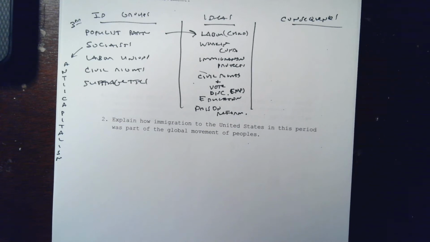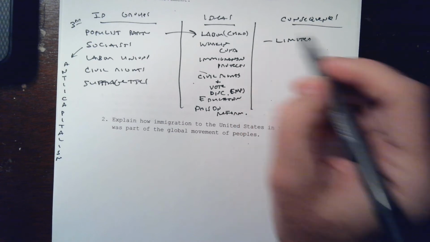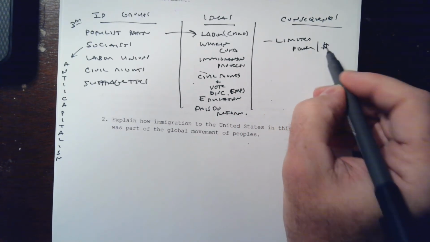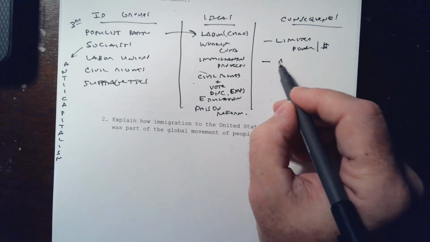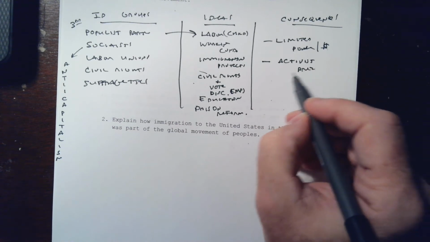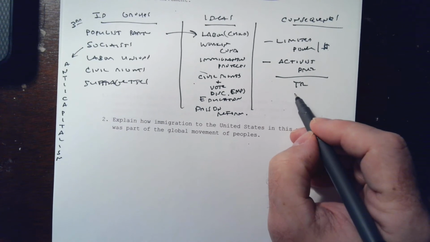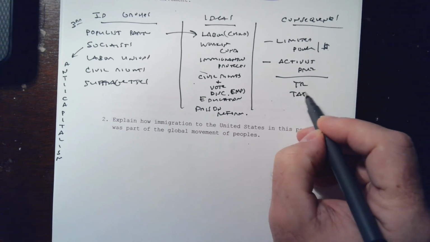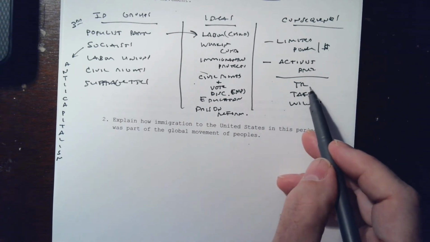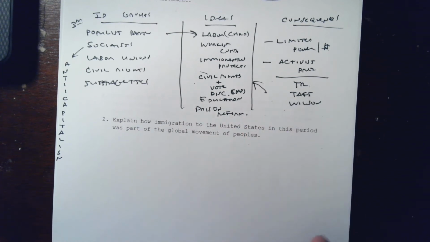Now, what are the consequences? For the most part, they're somewhat limited, because it deals with power and money. You're going to get activist presidents. They're going to take up the cause of this, and they're going to be Teddy Roosevelt, Taft, and Wilson. And you can talk about how Taft, Teddy Roosevelt, and Wilson all address these briefly.